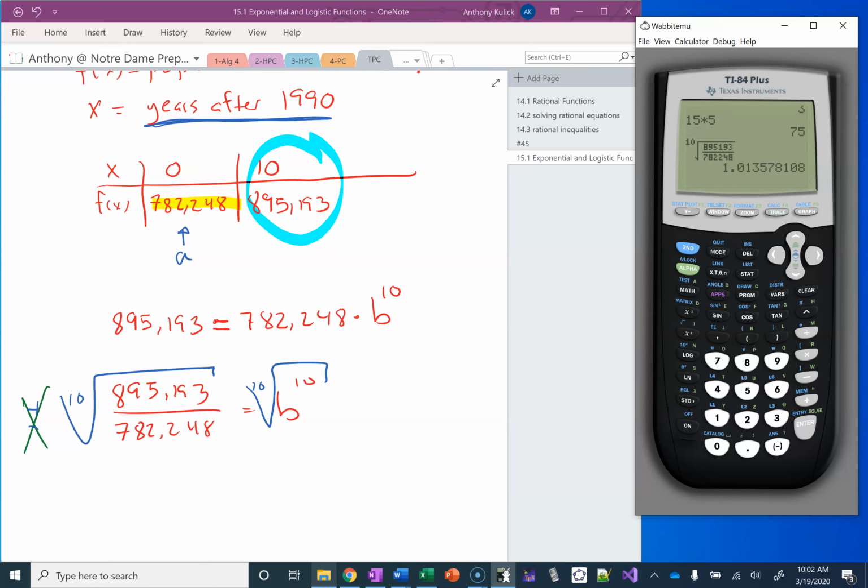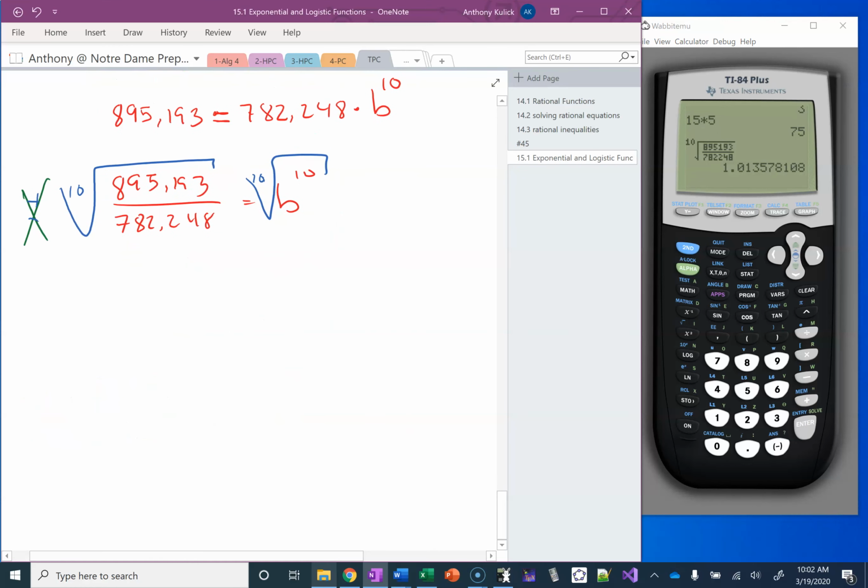So that tells me that the b value is about 1.014. But let's use the whole value here because we're dealing with an exponential. All these little decimal places make a big difference. So I'm going to take all my decimals that have been given to me, and I'm going to use a parenthesis here just so it's a little easier to see what I'm doing.